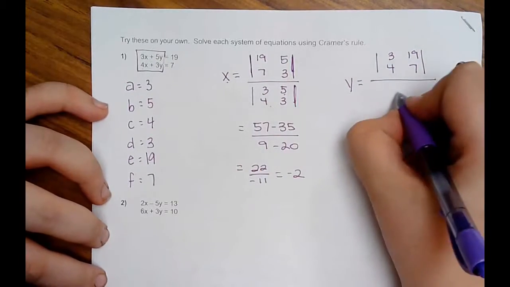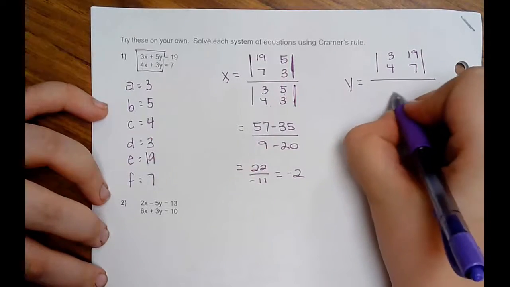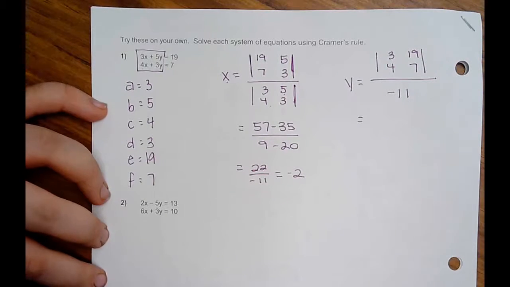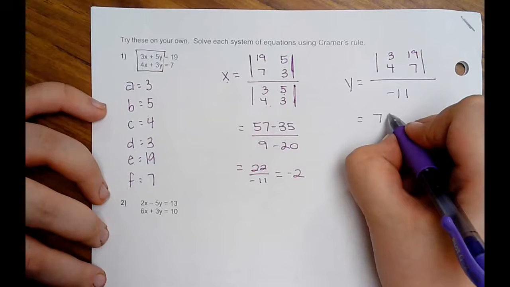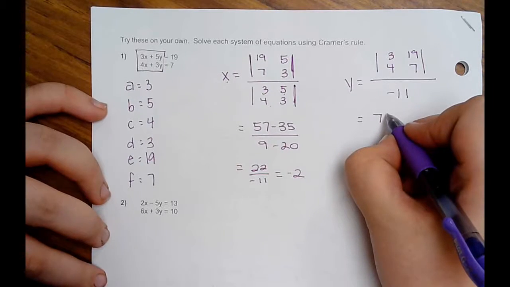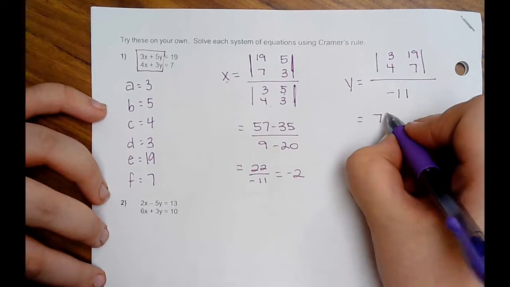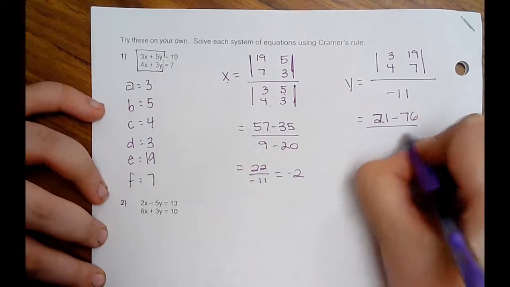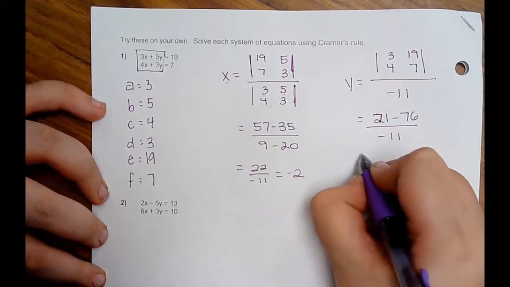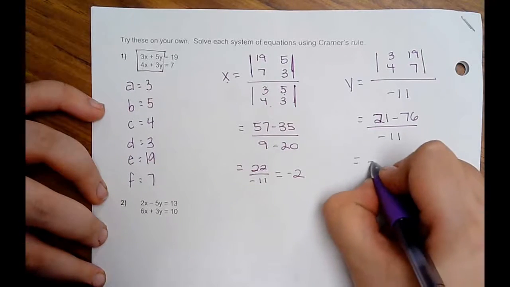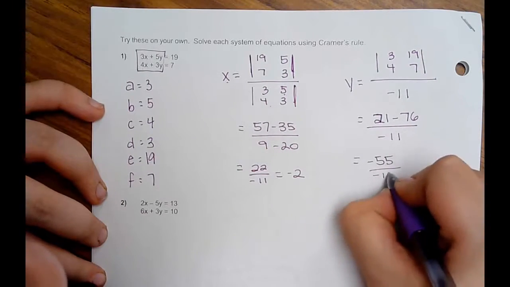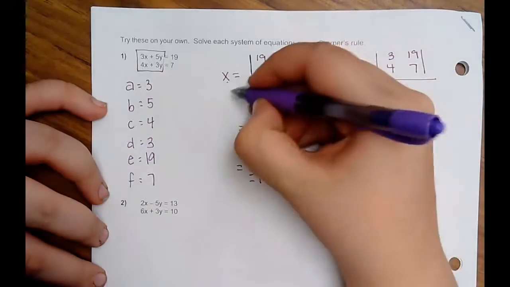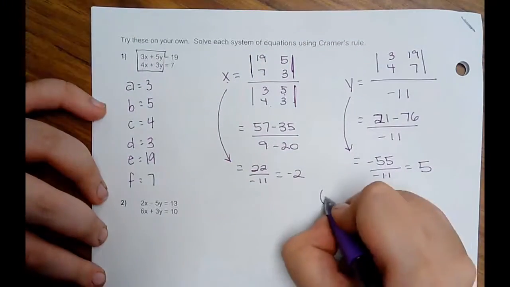I just know that it's negative 11 from this side, so I'm just going to put it over negative 11 and save myself some time. But let's do the determinant there. Top down ends up being 21 minus 76 over negative 11. Simplify that down to negative 55 over negative 11, or just 5. So this is my y value. This is my x value. I put it as a coordinate point. It becomes negative 2, positive 5.